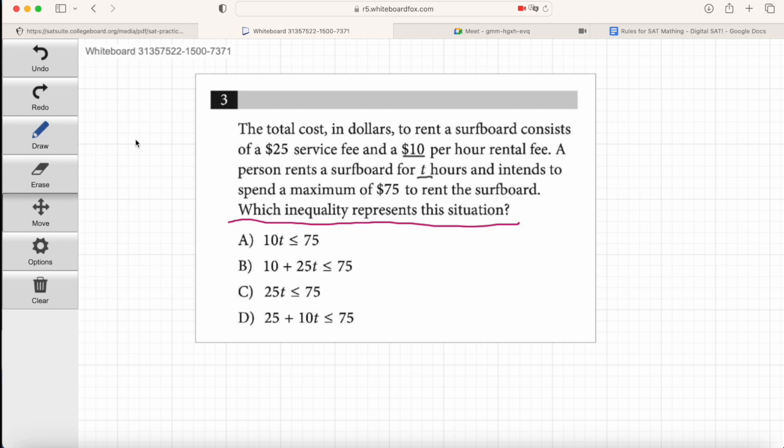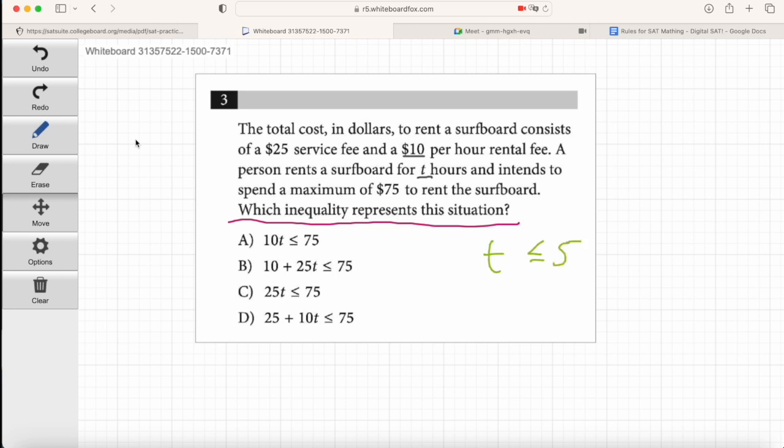You could even do more than 3 hours, because 4 hours would be 40 plus 25. That's $65. Does that make sense? Yeah. So what's the maximum going to be? 5. The maximum is going to be 5. So T has got to be less than or equal to 5. Does that make some sense?